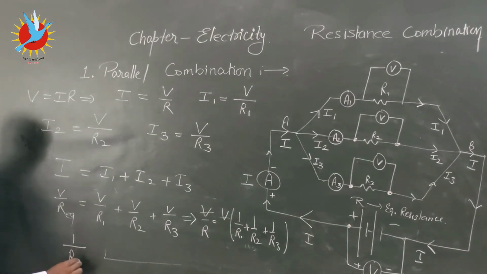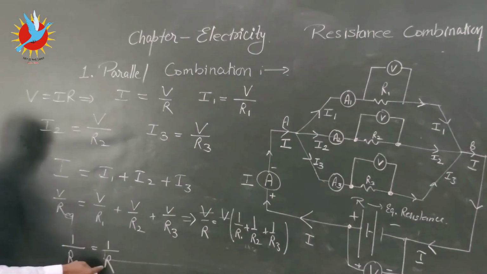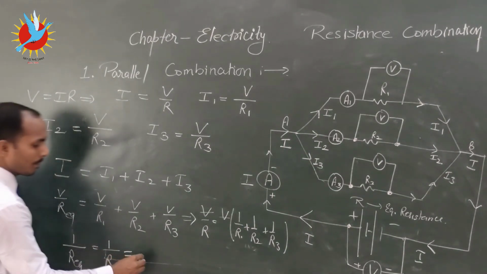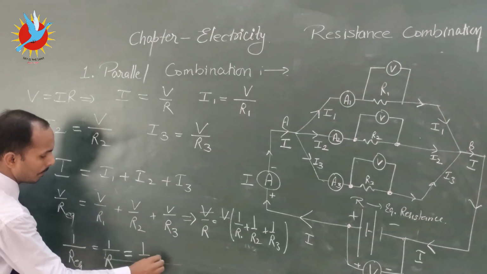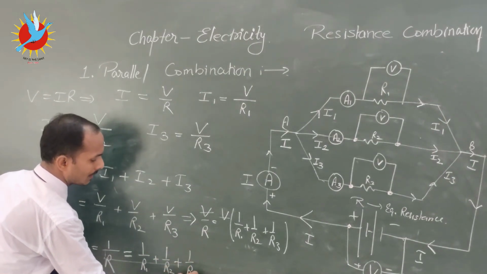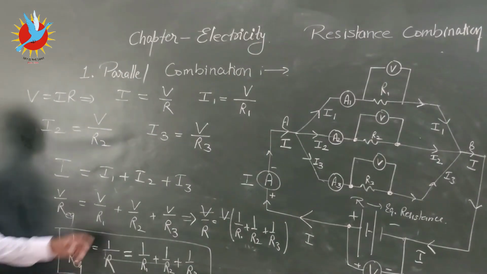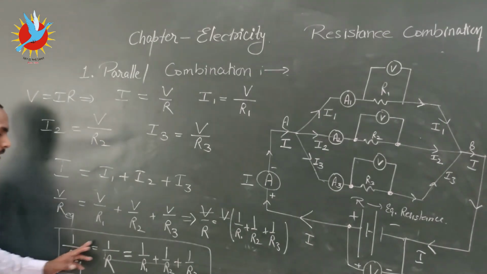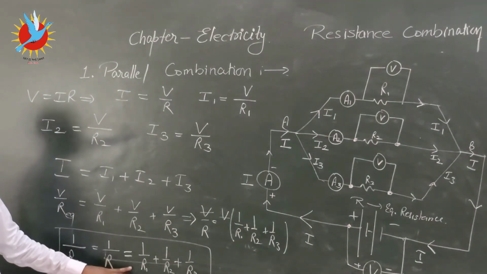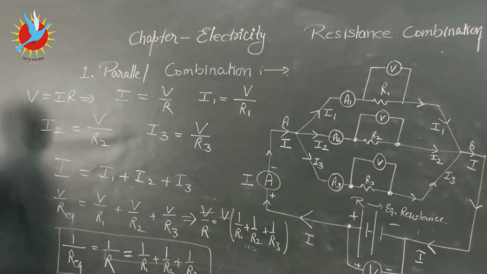1 by R equivalent, or simply 1 by R, is equal to 1 by R1 plus 1 by R2 plus 1 by R3. This is our required equation. So we prove that 1 by R is equal to 1 by R1 plus 1 by R2 plus 1 by R3. This is our parallel combination.